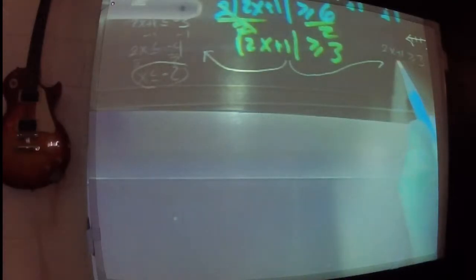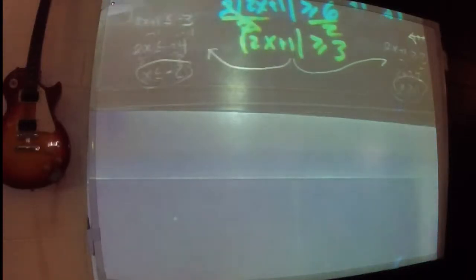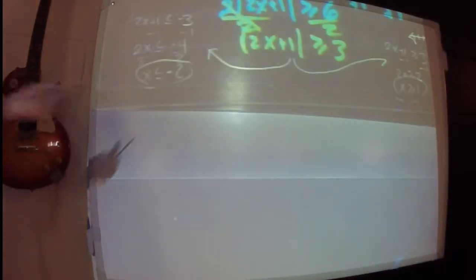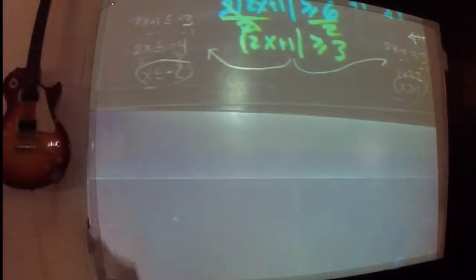-2. There's one part of it. On this one, you get 2x greater than or equal to 2. X is greater than or equal to 1. So I need dots on -2 going left and dots on 1 going right, Tyler.